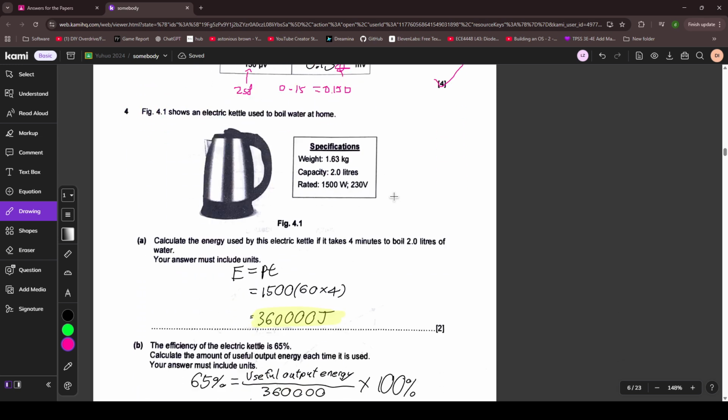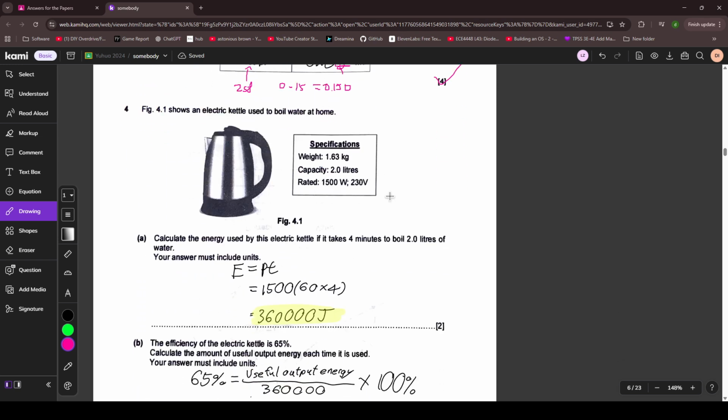Okay, yeah, alright. Next. 4.1 shows an electric kettle used to boil water at home. Why did it tell us the weights? Okay. Calculate the energy used by this electric kettle.